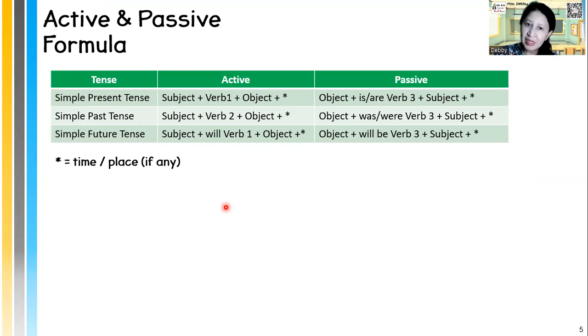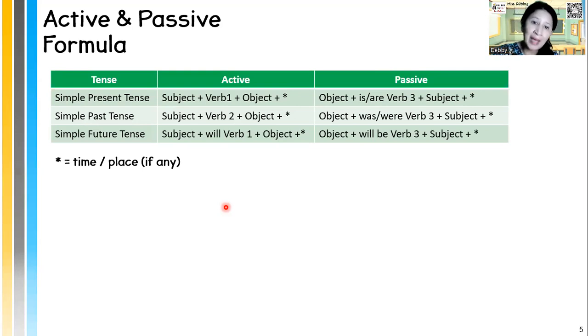Okay, with the simple present tense, usually the active sentences are like this, right? Subject plus verb 1 plus object. And then when we want to change it into a passive sentence, here is the formula: object, the to be, is or are, is for singular, are for plural, and then we use the verb 3. And then the subject is at the end.